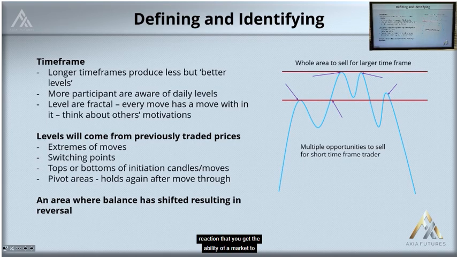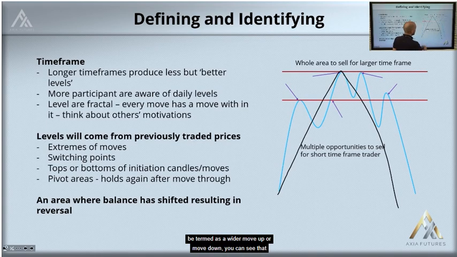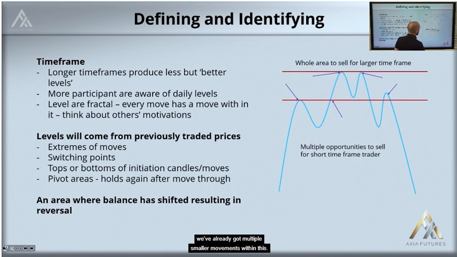The reaction that you get, the ability of a market to completely turn and completely change direction is going to be more dictated by larger time frame levels. Whereas between those larger time frame levels, you will get shorter time frame movements. And this is the point, that ultimately all levels and all movements are fractal. That within what could be termed as a wider move up and move down, you can see that we've already got multiple smaller movements within this.